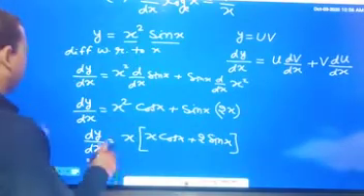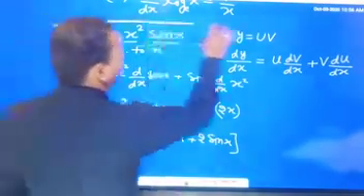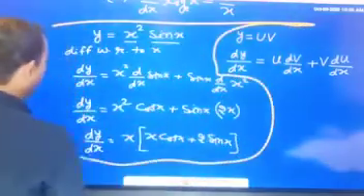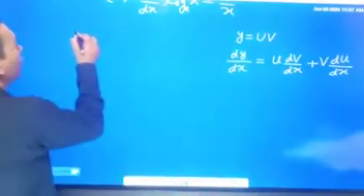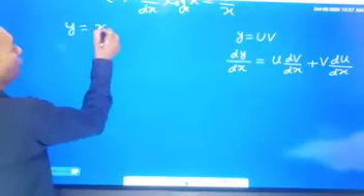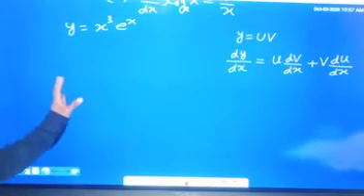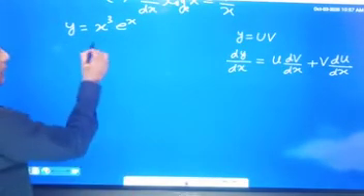Next question is again y equal to x cube into e to the power x. Again there are two functions in multiplication.